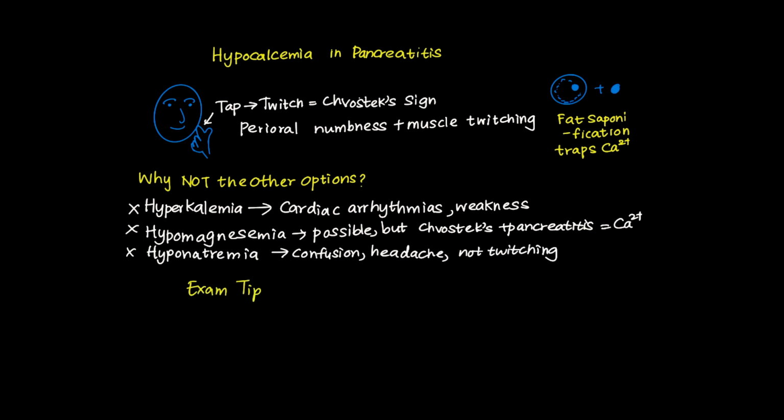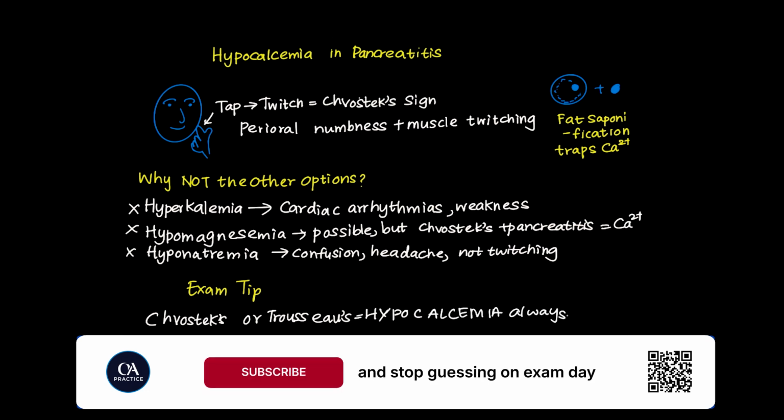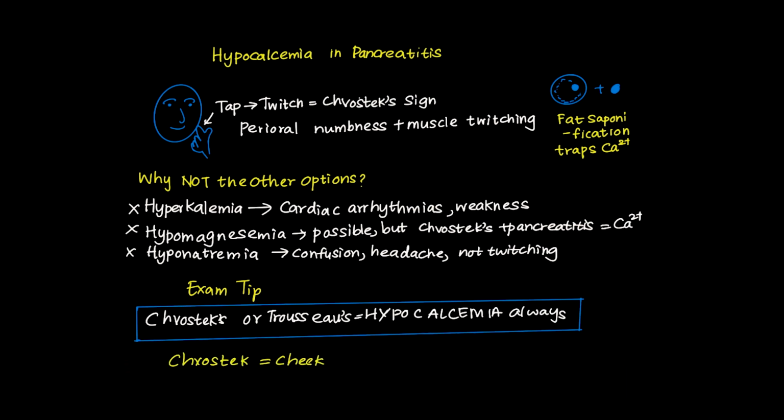Here's a WGU D454 OA exam tip for you. Whenever you see Chvostek's sign or Trousseau's sign mentioned in a question, your brain should immediately jump to hypocalcemia. Chvostek equals cheek twitch equals calcium crash. That's your recall hook.